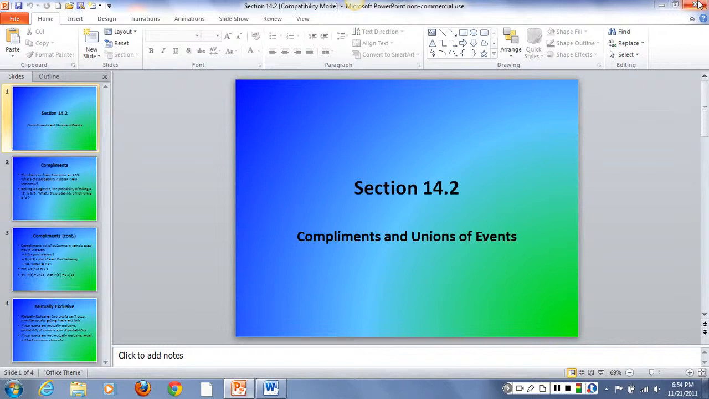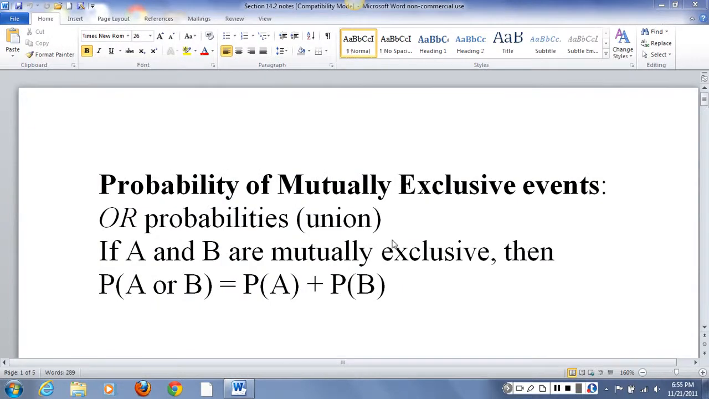So let's look at some examples. The probability of mutually exclusive events, or probabilities of union. If A and B are mutually exclusive, then P of A or B. And again, the or is important. The phrase or in probability signifies union, as opposed to and, which signifies intersection. So we're talking about probability of unions, so we're looking at A or B, is one way it could be written.